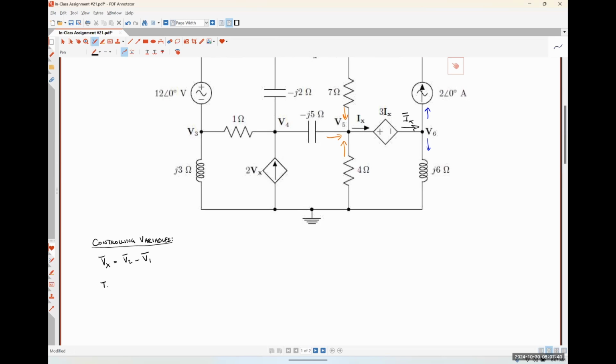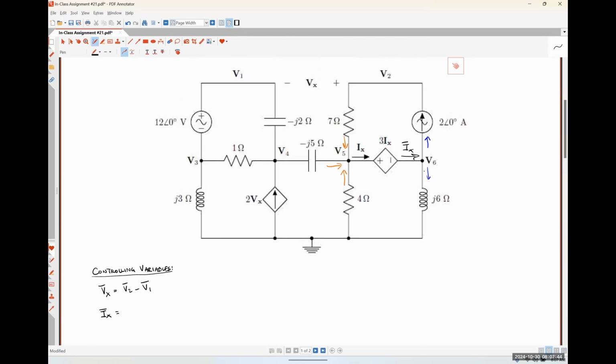So let's start with the KCL at node 5, right? So Ix is flowing out, and that is just going to be equal to the sum of all of the currents that are flowing in. So what would my current flowing down through my 7 ohm resistor be expressed as? It's not going to be V2 over 7, V2 minus V5 over 7, thank you.